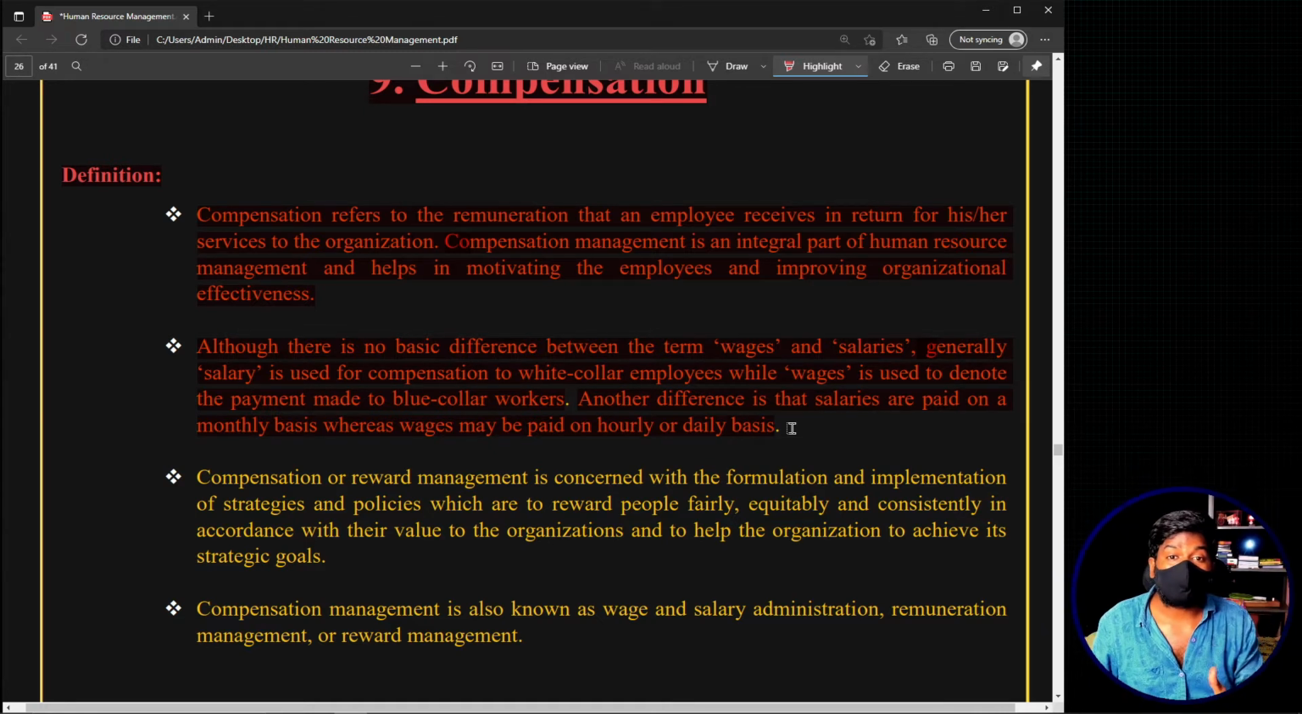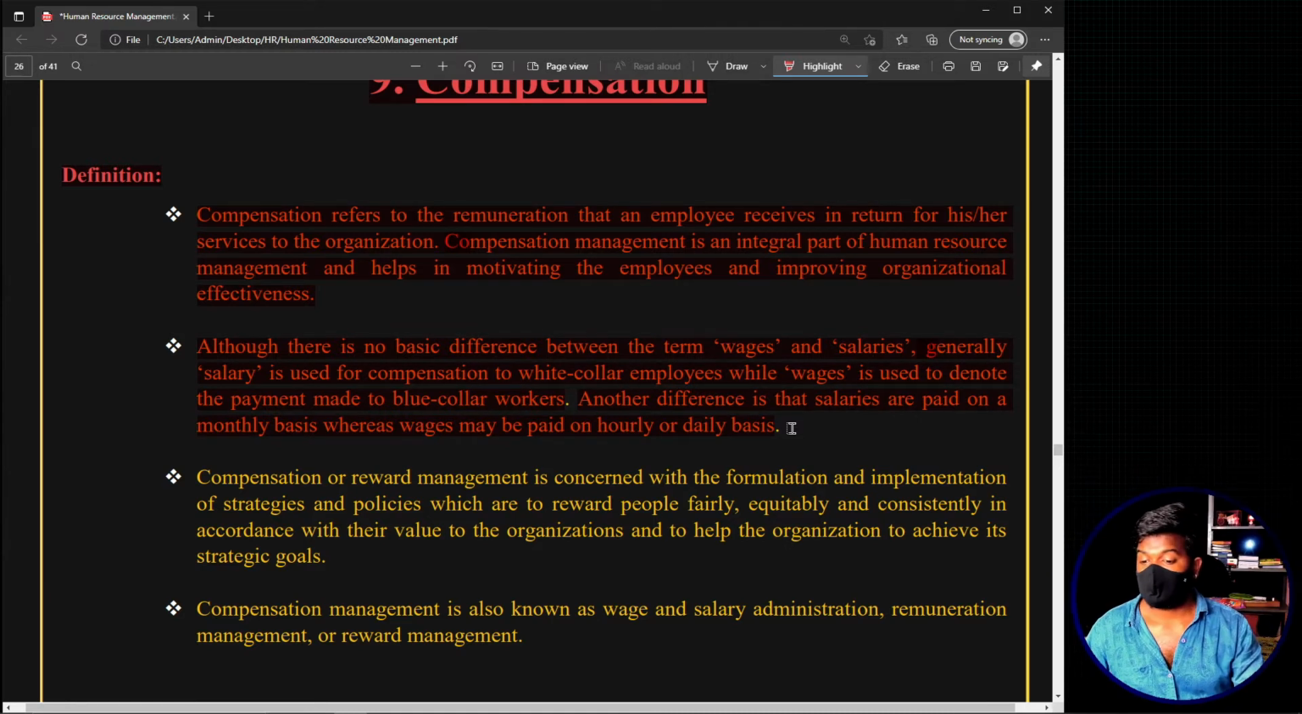Whenever you get a term with the word management attached to it, that means we are talking about managing that particular thing. For example, human resource management: we are managing the human resource in an organization. Performance management: we are managing the performance of the human resource in an organization. Compensation management: we are talking about managing the compensation of the human resource in an organization.